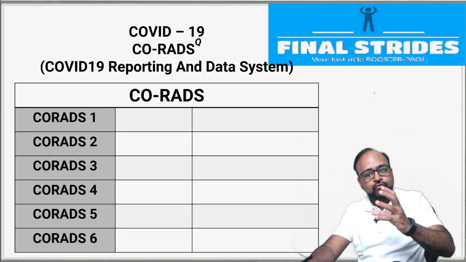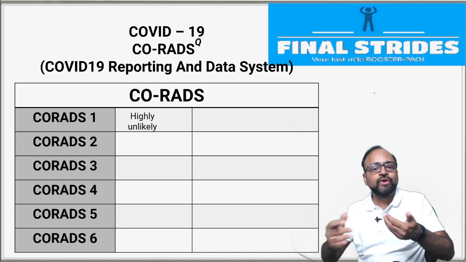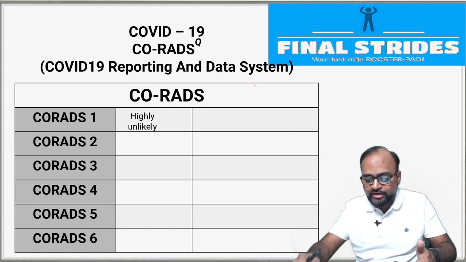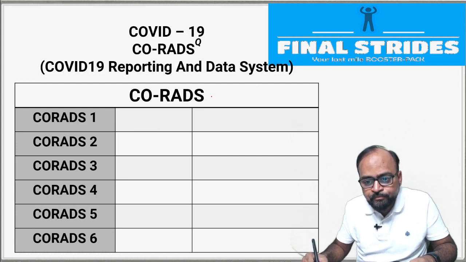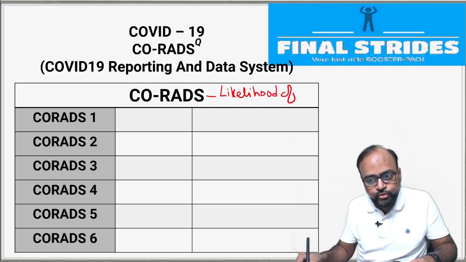Okay. Now, what is CORADS? COVID reporting and data system. CORADS 1 is when, right? What is the purpose of CORADS? Remember, the purpose of CORADS is to say what is the likelihood of COVID infection. So, likelihood of COVID infection.